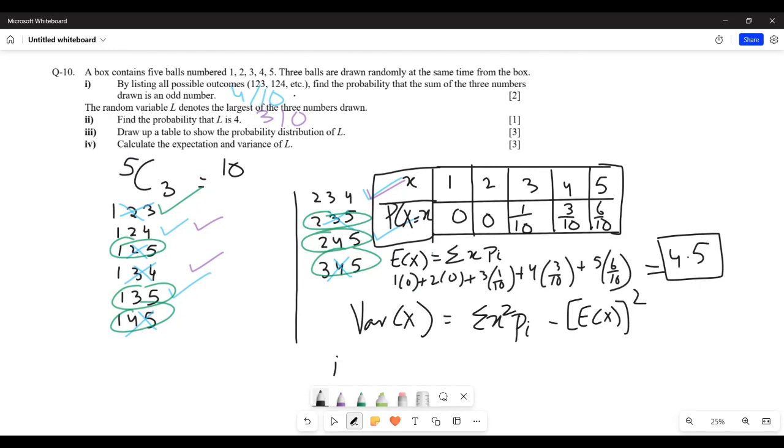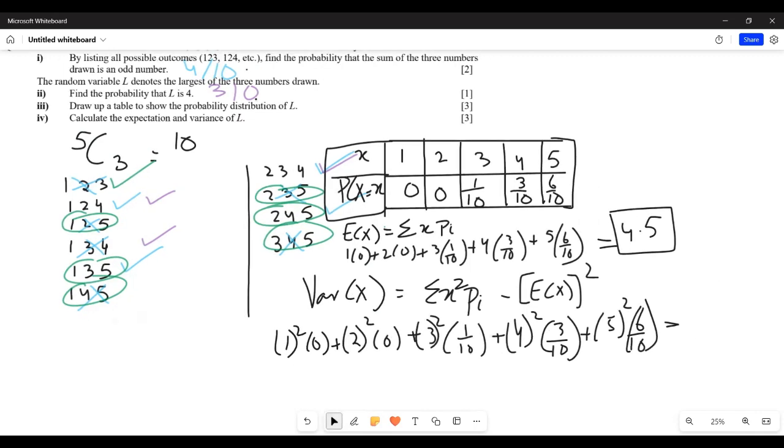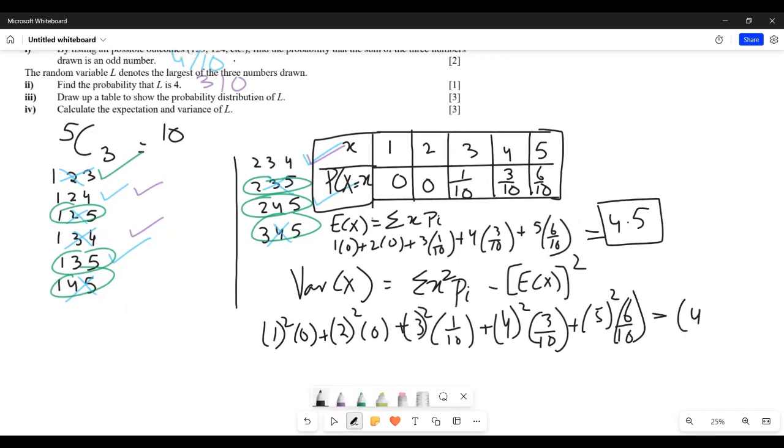So that's going to be 1 square times 0 plus 2 square times 0 plus 3 square times 1/10 plus 4 square times 3/10 plus 5 square times 6/10 minus 4.5 square. No square root, which gives 0.45.